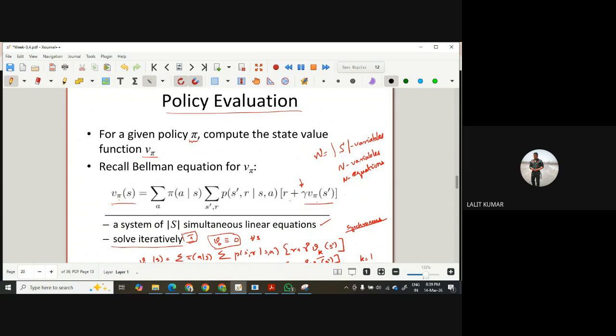In value iteration, what happens? We are combining both steps, evaluation and improvement, and doing them in one go. One go means that in the first step we find the best action. We keep on finding the best action, best action, best action. And once it converges, in the last step we find the policy. So that is the difference between policy iteration and value iteration.